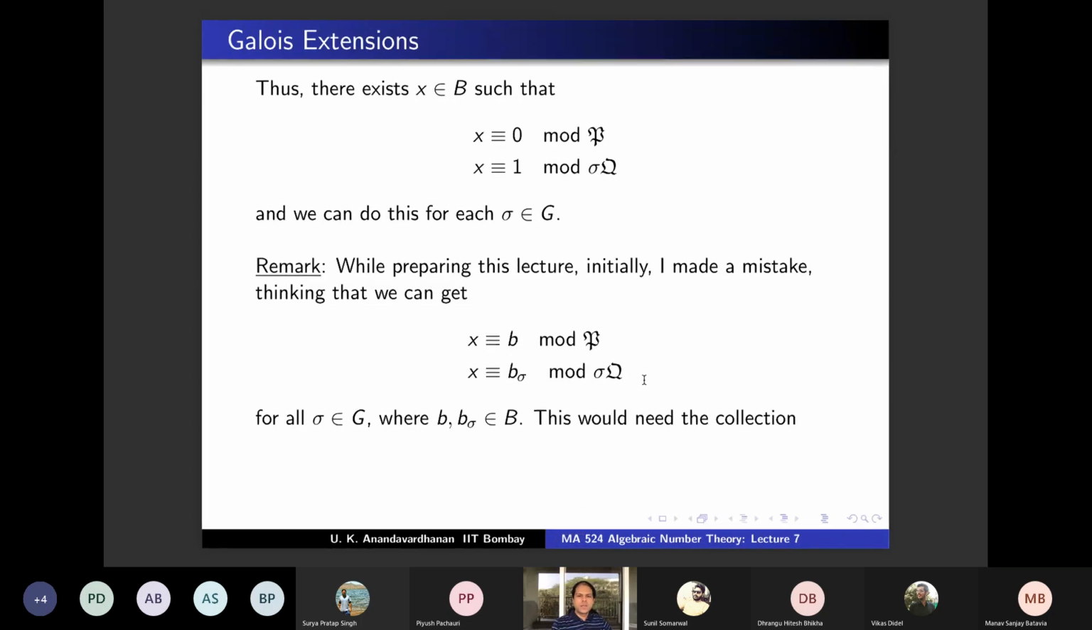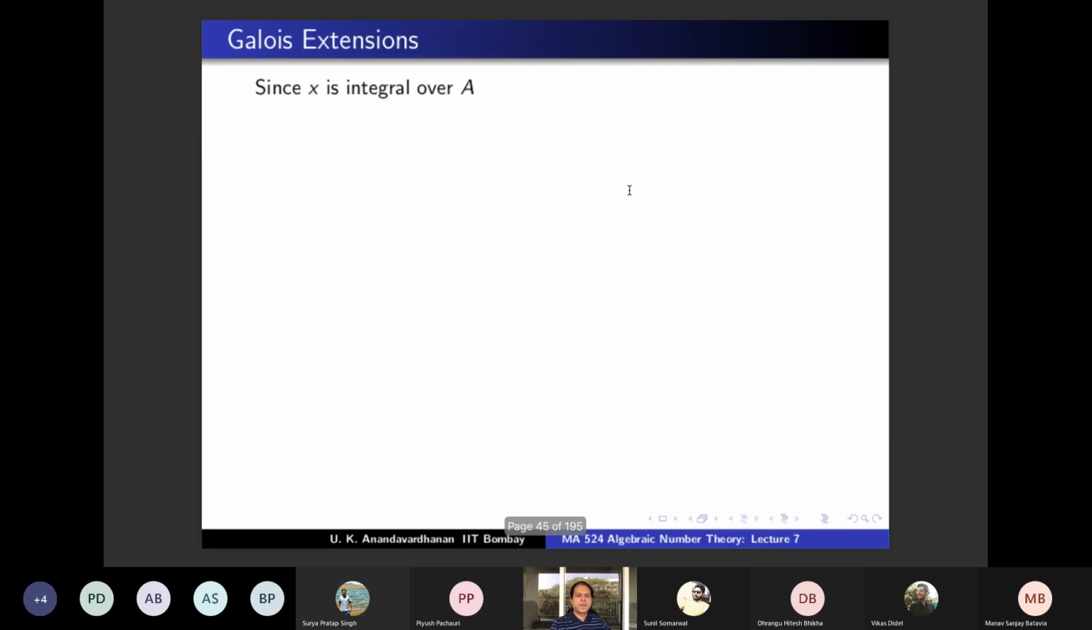Fine, no? So you take the distinct sigma q's and P, and this collection with distinct sigma q's, they are mutually co-prime, and apply it together. Okay. So you have got an X which is 0 mod P and 1 mod sigma q for all sigma such that they are distinct. That's what matters for us. So there's a small change that I have to do, which I'll do.